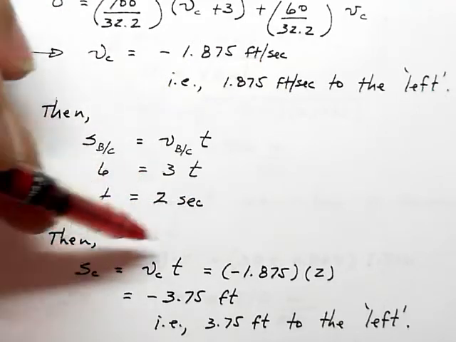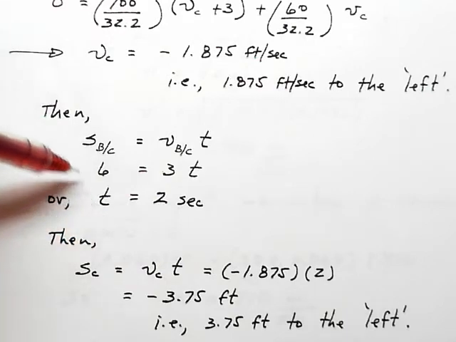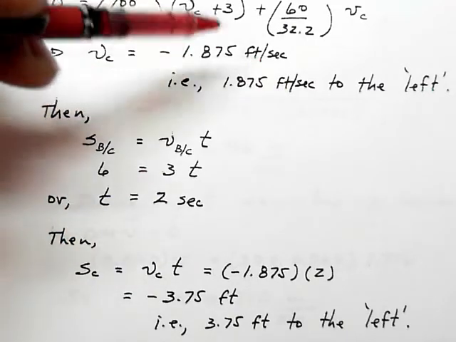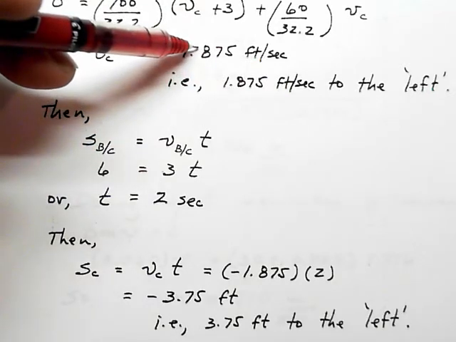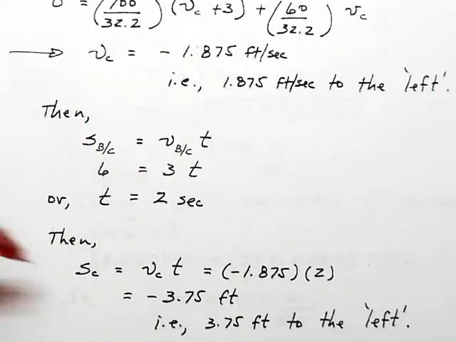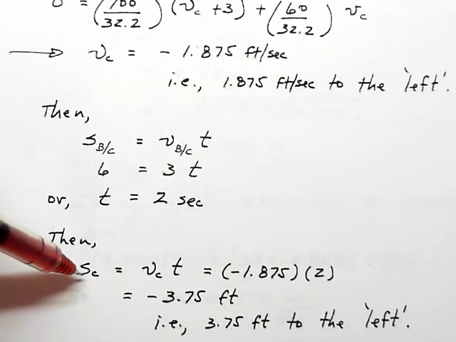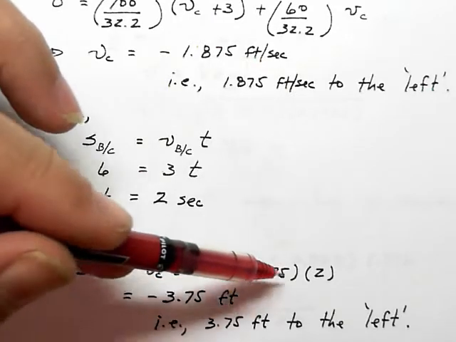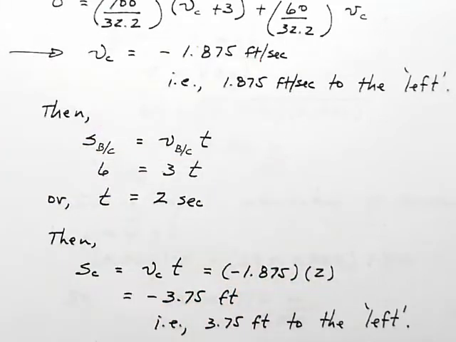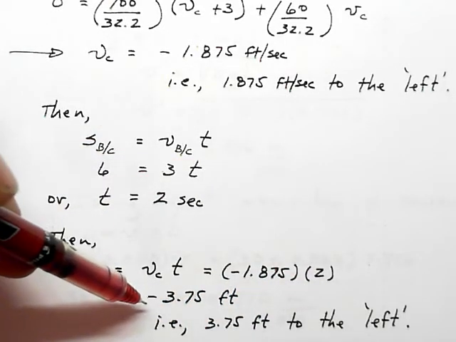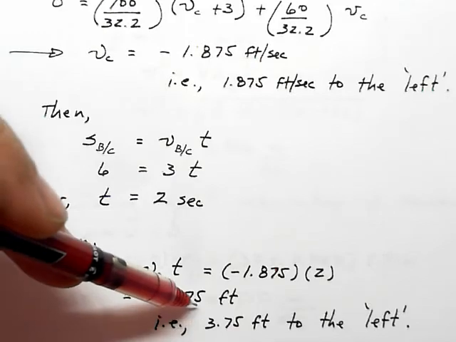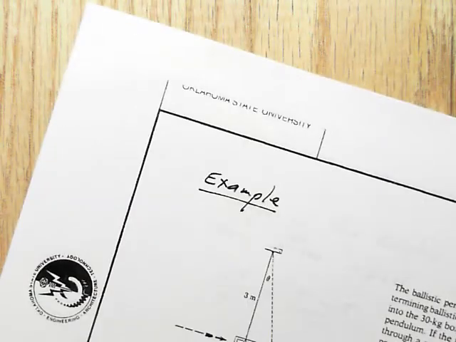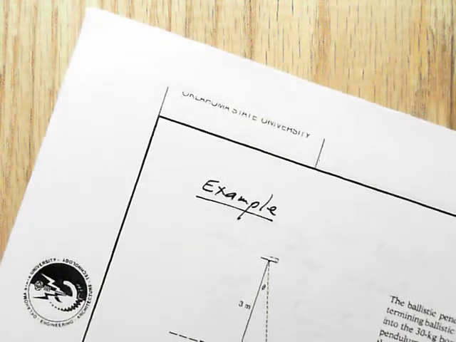Now that we know that the entire event took 2 seconds, we can go back and look at the cart, which has this constant velocity, and this constant velocity times time will give us the distance it traveled. The distance the cart travels is the velocity of the cart times time. Here's its velocity, a time of 2 seconds, or the cart travels a negative 3.7 feet to the left. Should be the end of that problem. It is.